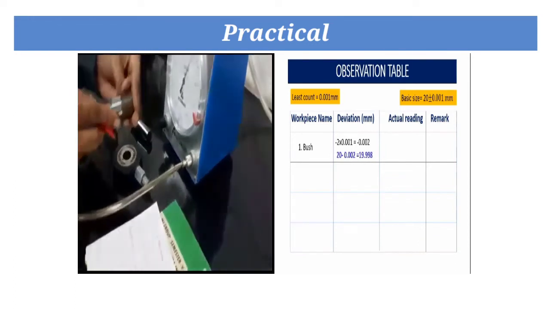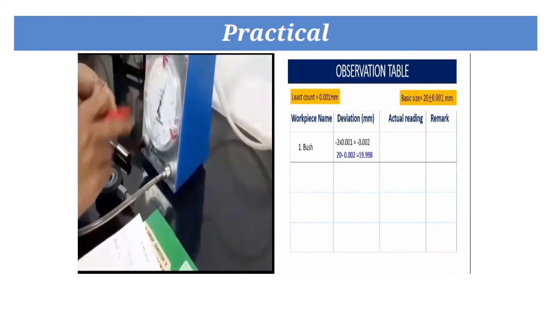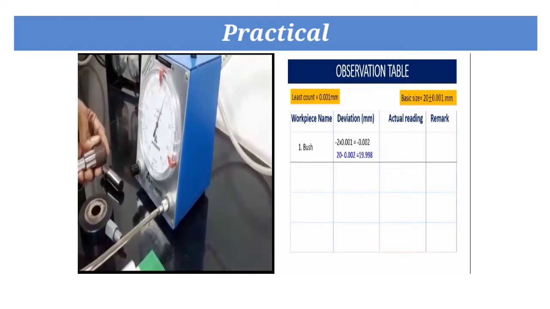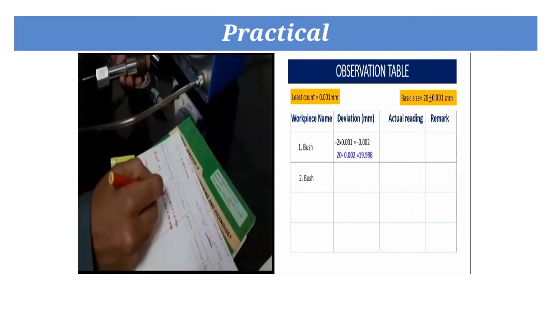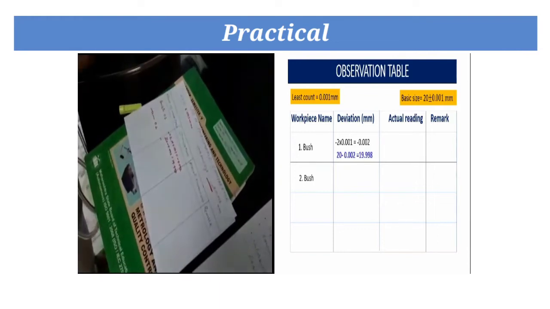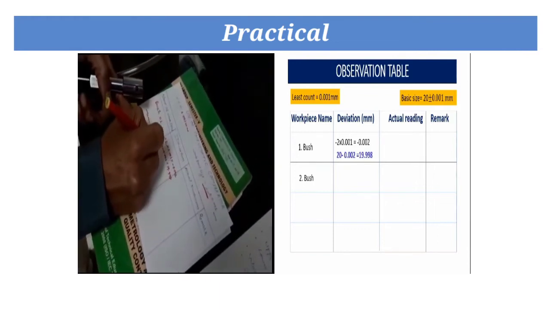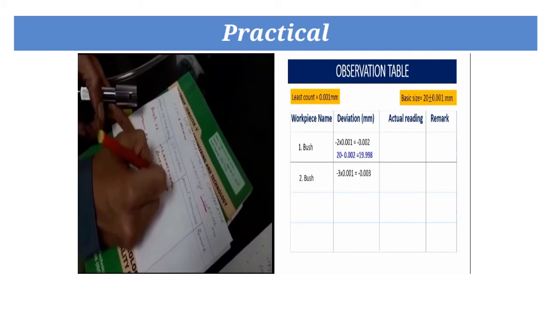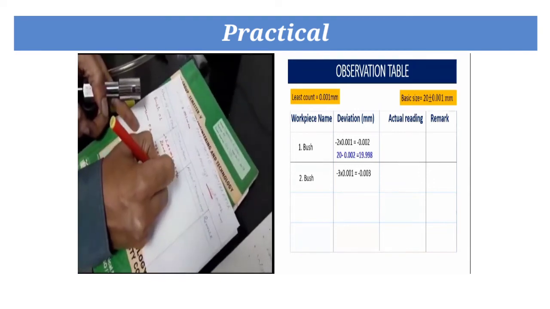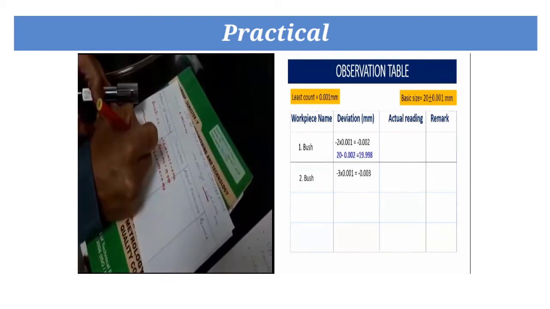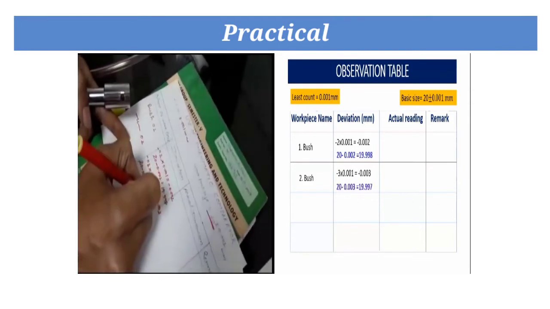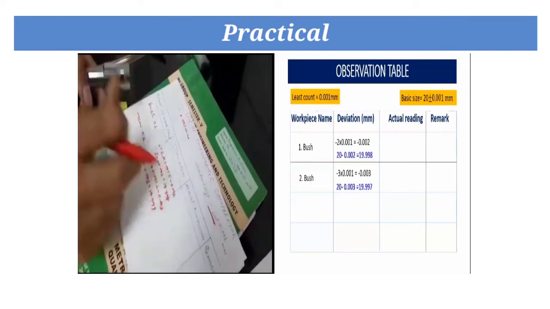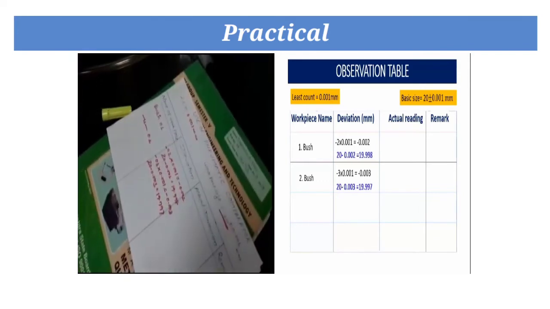Okay, then I will take another component. Again I am inserting it. You can see again there are 3 divisions. Second bush I have taken. Second bush shows the indication of 3 divisions. So 3 divisions into 0.001, that is minus 0.003. So 20 minus 0.003, that is 19.997.